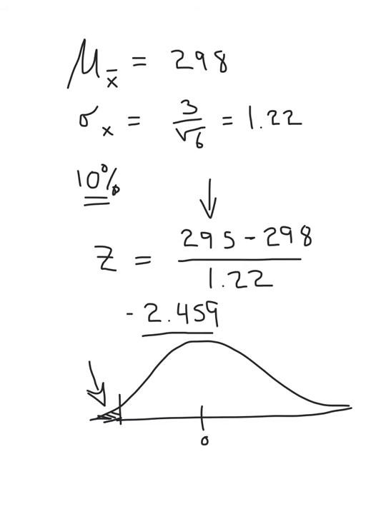Let's see what that is. And using normal CDF, -1,000 as a lower and -2.459 as the upper, you get about a 0.007, okay? So there's a very low probability that that would happen, provided what the company is saying is true. Okay, there's that one.